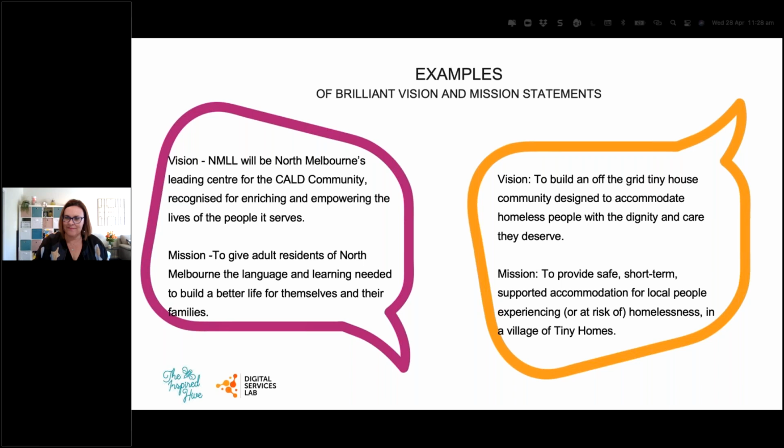Great. So do you want to share your example first, Laura? Yeah, absolutely. Thank you. And I do see that there are a few Learn Local adult community education providers on here, so they may know of North Melbourne Language and Learning. Their vision is to be the leading centre for CALD, so culturally and linguistically diverse community, recognised for enriching and empowering the lives of people it serves.